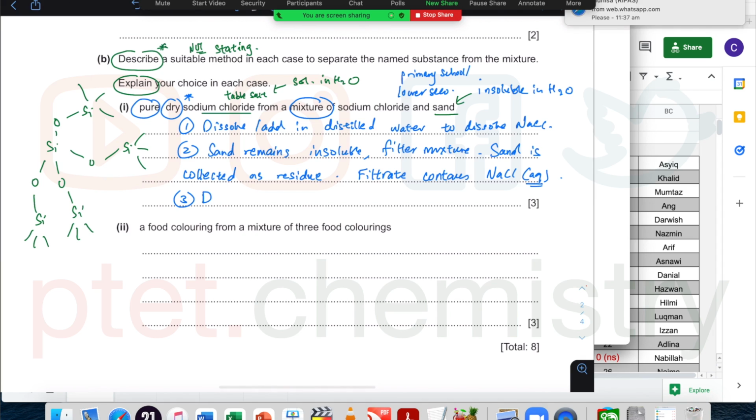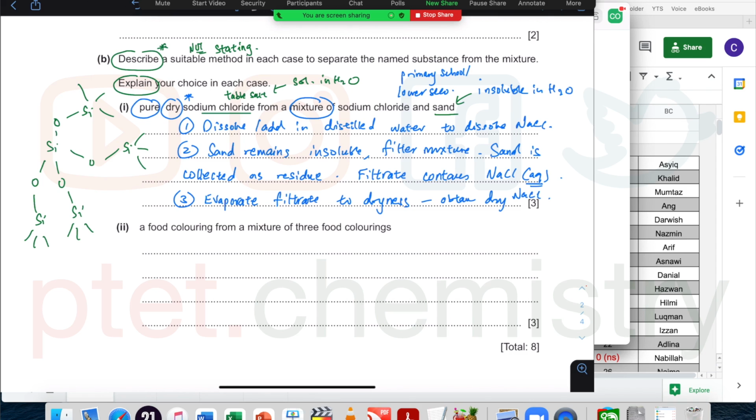So what you can do is evaporate to dryness, because they never mention crystallization here, okay? So evaporate the filtrate to dryness. This is okay here because we did not want to get crystals, we just want pure and dry. To dryness, obtain dry NaCl. So you remove all the water. On to the next one, which is the food coloring from a mixture of 3 food colorings.